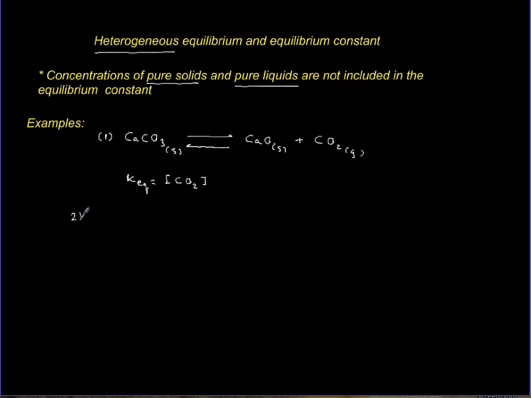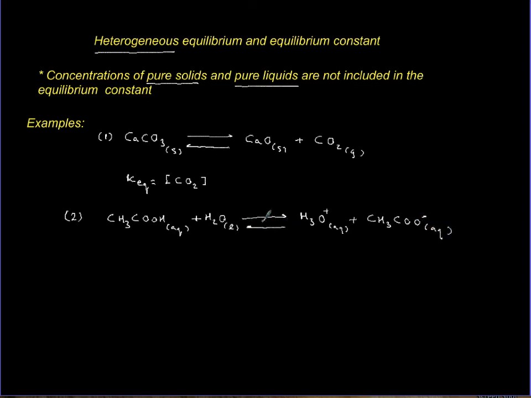Another example is organic acids. So if I give you ethanoic acid, CH3COOH, aqueous, if it touches moisture, liquid water, it will dissociate into hydronium ion, aqueous, plus the anion of this acid, which is CH3COO minus, aqueous. Now there is equilibrium.